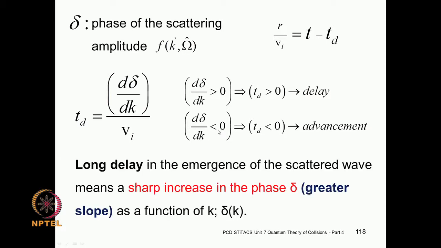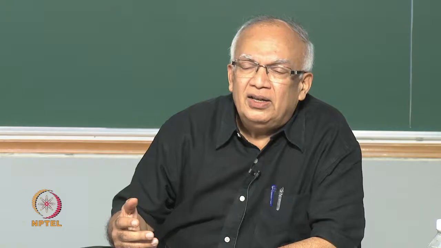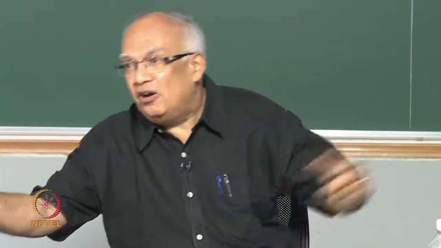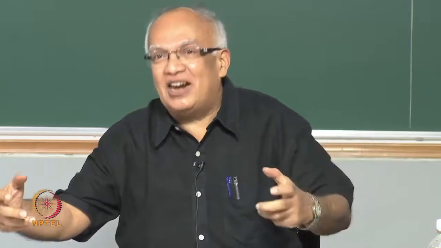Okay? And the amount of delay or advancement will depend on how rapidly the phase shift changes with k. So, you can certainly expect that in the vicinity of a resonance, it would change rather rapidly. So, yes, there can be an advancement, and the scattered wave could sort of overshoot the wave front of an incoming wave, but it does not mean that you can meet the scattered wave in a detector even before the incident wave has reached the target at all, okay?